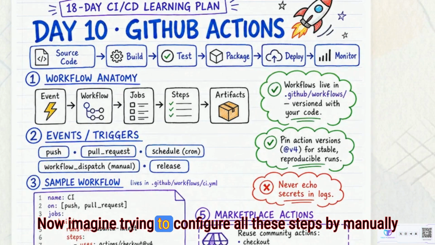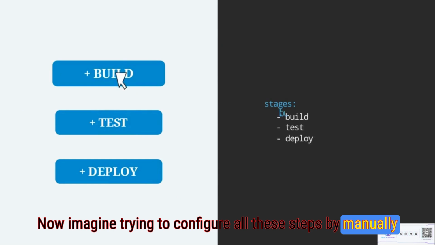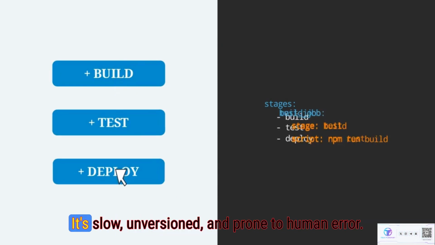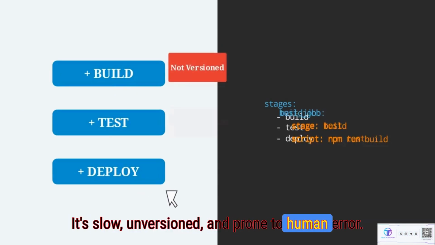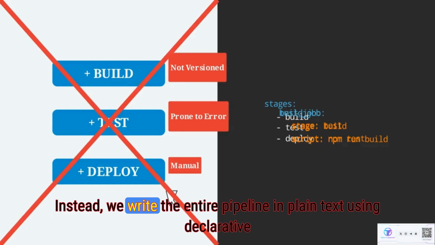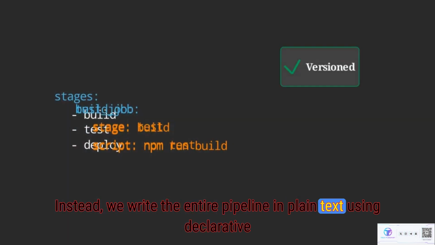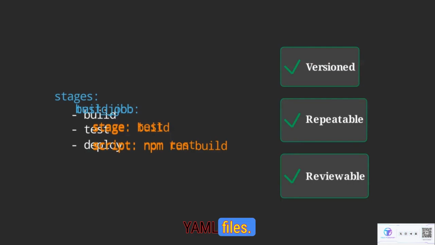Now imagine trying to configure all these steps by manually clicking through a web interface. It's slow, unversioned, and prone to human error. Instead, we write the entire pipeline in plain text, using declarative YAML files.